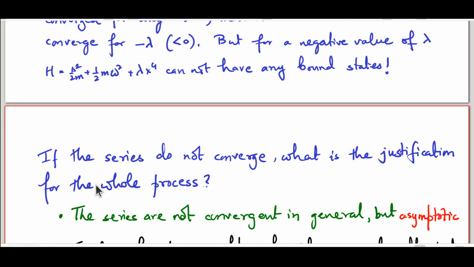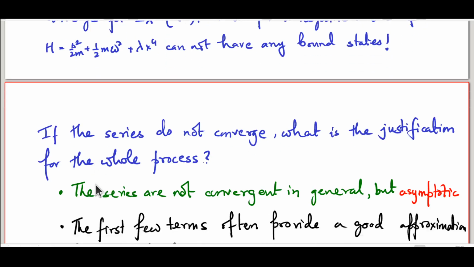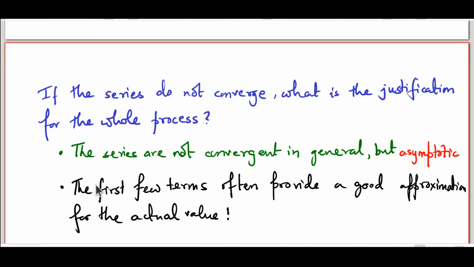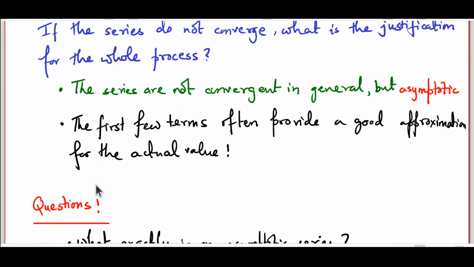The answer to that, which is given, is the following. The series is actually not convergent in general, but is asymptotic. And as a result, the first few terms often provide a good approximation to the final answer. Now, this actually perhaps raises more questions than it answers.